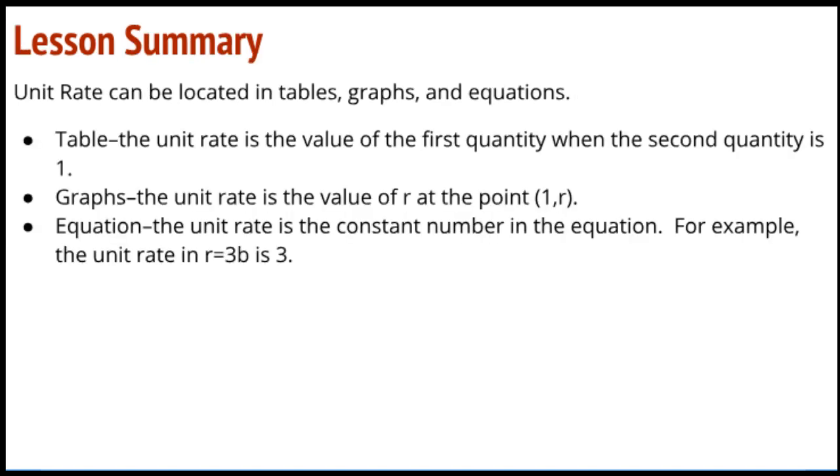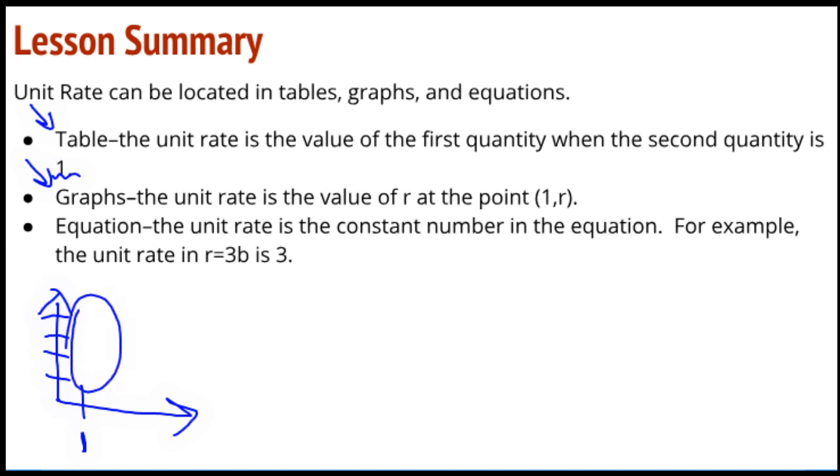Now, hopefully a few things that you have observed as we have worked through the last couple of lessons. When we have a table, the unit rate is the value of the first quantity when the second quantity is 1, so we have to scale down to a per 1. In graphs, the unit rate is the value of r at the point (1, r). So when we go over on a graph to 1, whatever the value of y is, we've got our unit rate, r per 1. The value of r at the point (1, r).